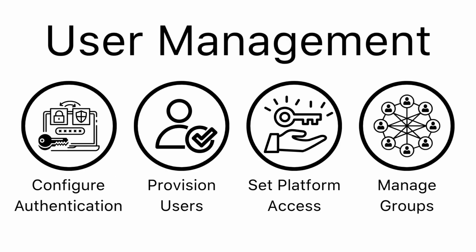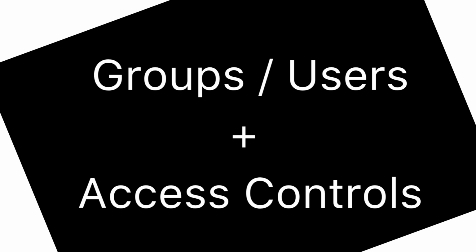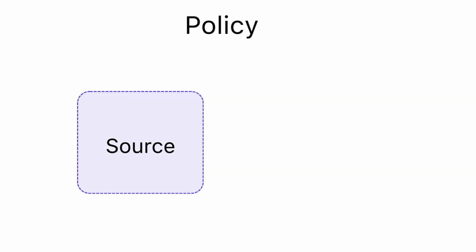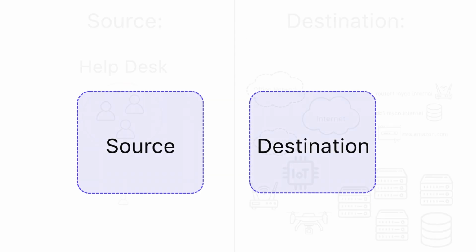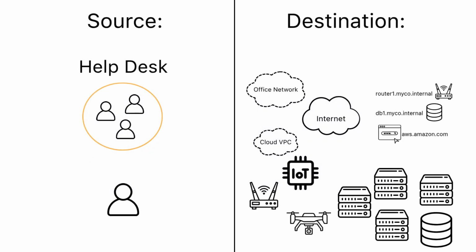This covers the basics of user management, but let's touch briefly on access controls, which is covered fully in a separate video. For both users and groups provisioned within Netmaker, you will use access controls to manage what resources they can access when using the network. We do this with policies, which consist of a source and a destination. In regards to user management, your source will be a user or a group of users.